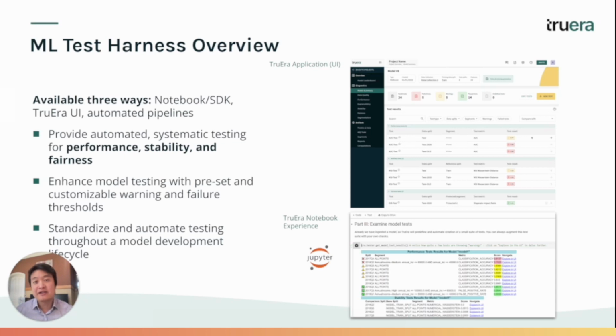Our test harness feature comes in 3 different tests: performance, stability, and fairness. Each of them comes with their own metrics and thresholds that users can set up. Now I'll hand it over to Josh to show you an example on how to set up performance testing for our test harness feature.